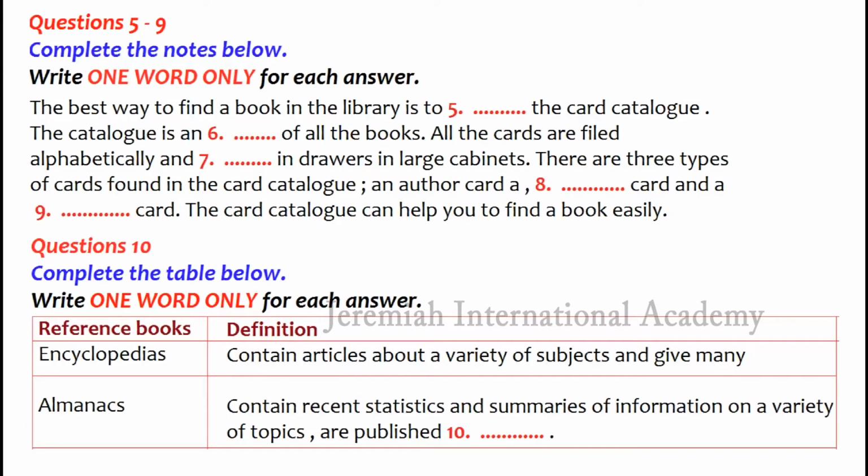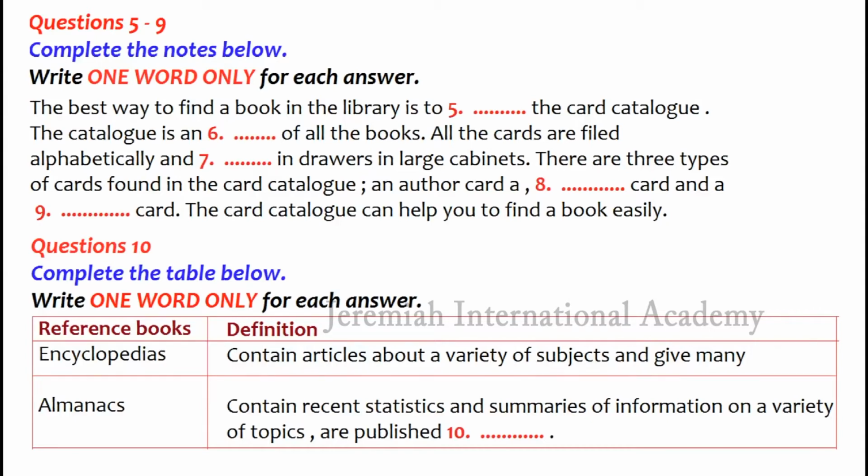The author card is alphabetized under the author's name. The title card is filed alphabetically according to the title of the book. The subject card is filed alphabetically under the name of the subject of the book. In many university libraries, they use their own Bibliotheca cataloguing system or the microfiche system. Both of them list publications under author and title, and both are very easy to use.